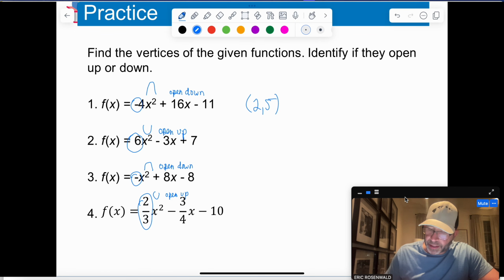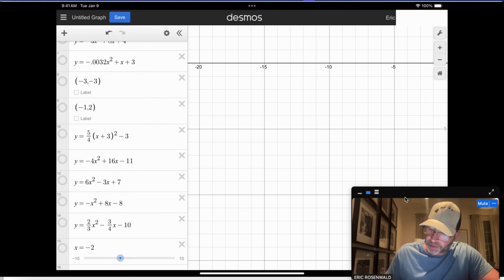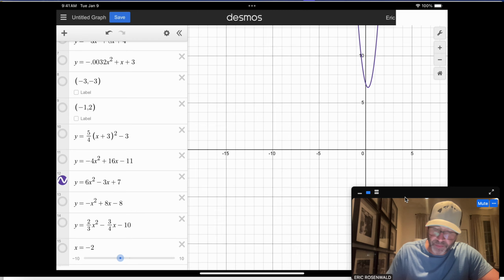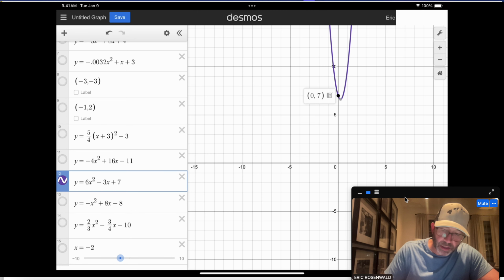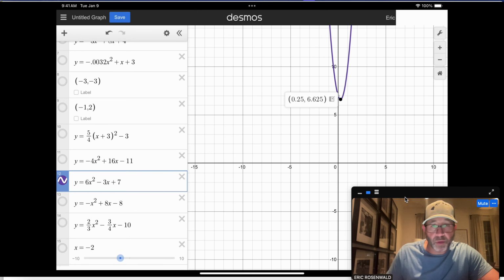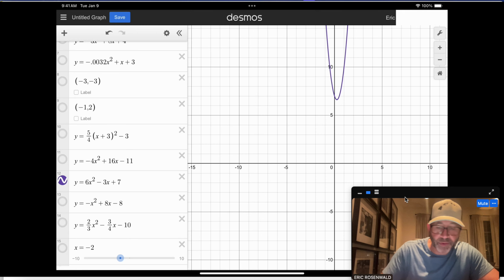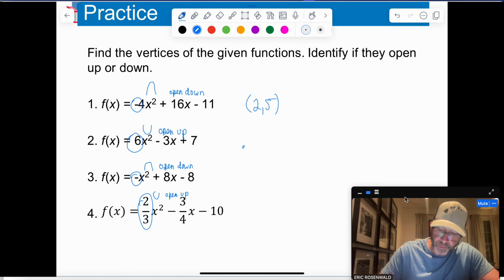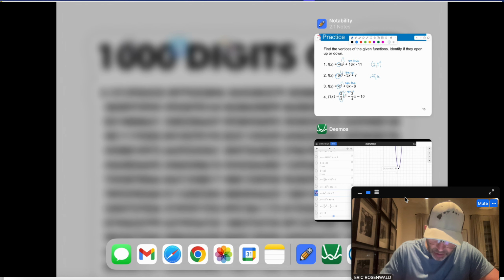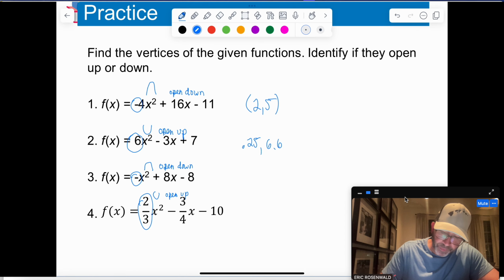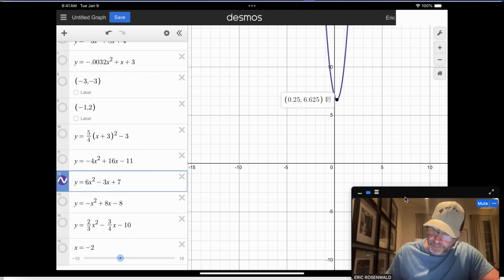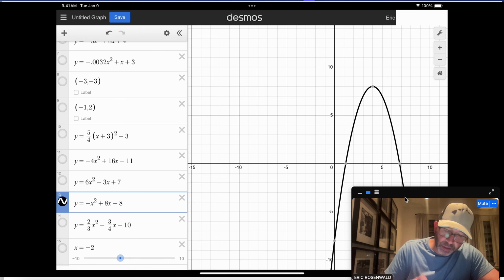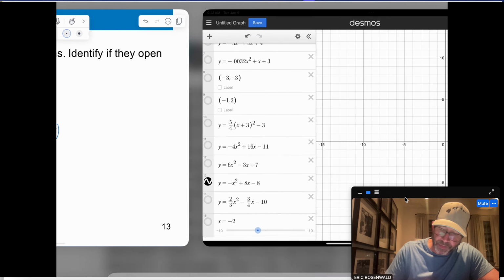The next one is going to be 6x squared minus 3x plus 7. Oops, I don't want that point. So it's going to be 0.25. Oops, and then 6.625. Okay. The next one here is going to be at 4.8.